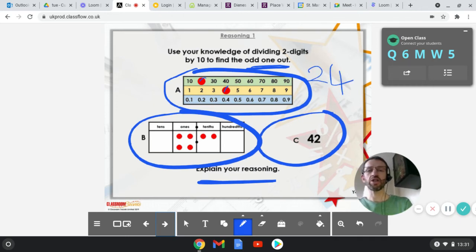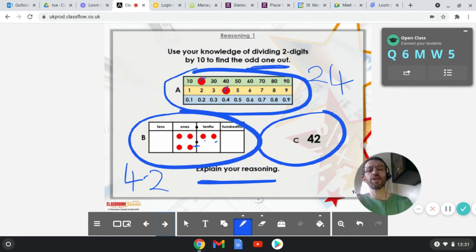B is showing us 4 ones and 2 tenths. So B is going to be 4.2. Now, which one is the odd one out? They're all different numbers. I've got 24, 42, and 4.2. Which do you think is the odd one out?